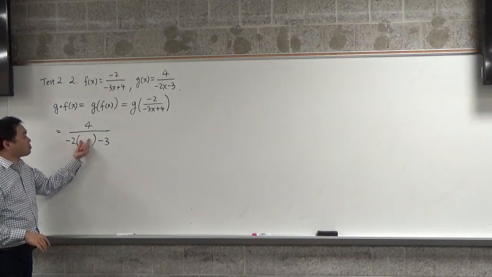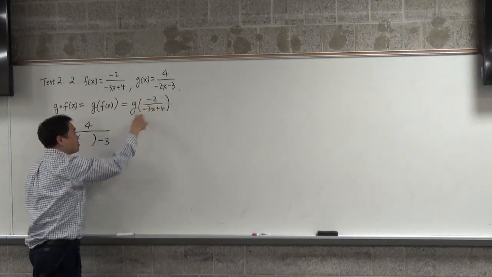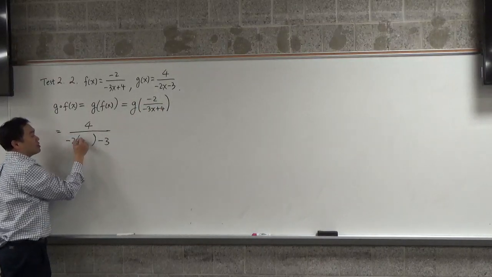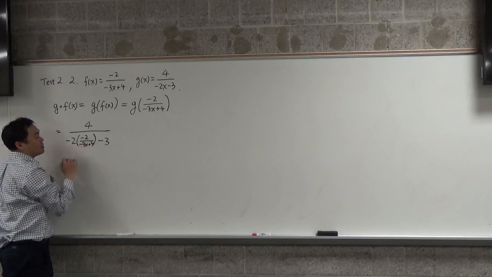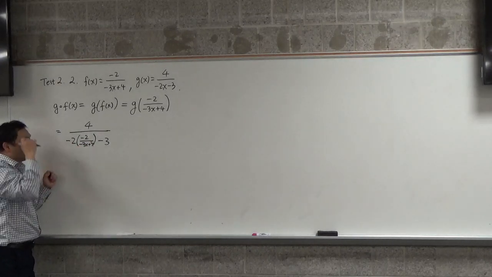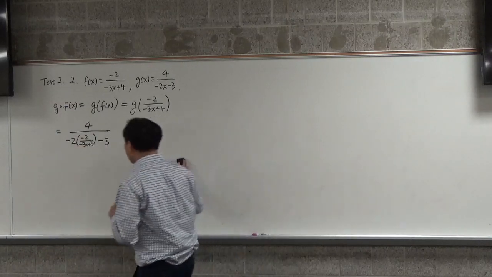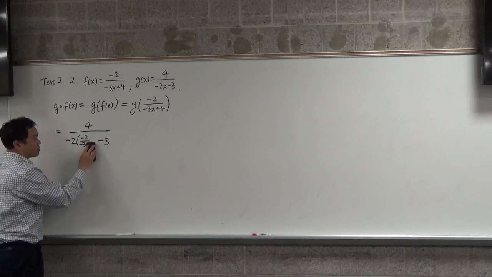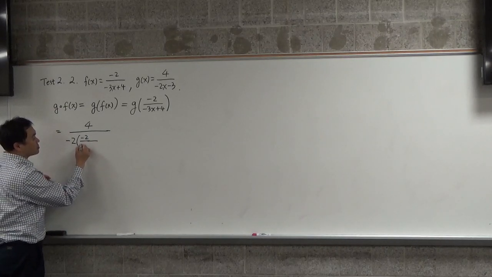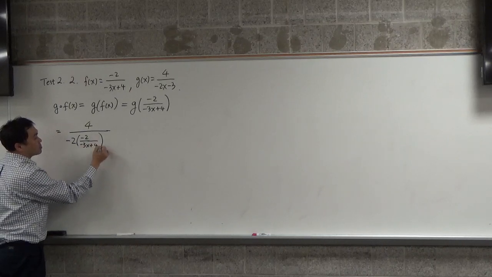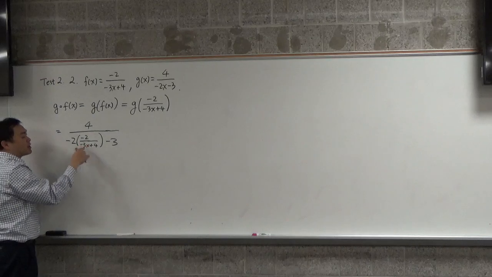Once you have that blank, what do you fill this in with? What you're plugging in here. So that thing goes in here. You get negative 2 over negative 3x plus 4. And you just continue on. Now here we have a negative 2 multiplied to a fraction. Excuse me, let me rewrite this. So negative 2 is multiplied to a fraction.